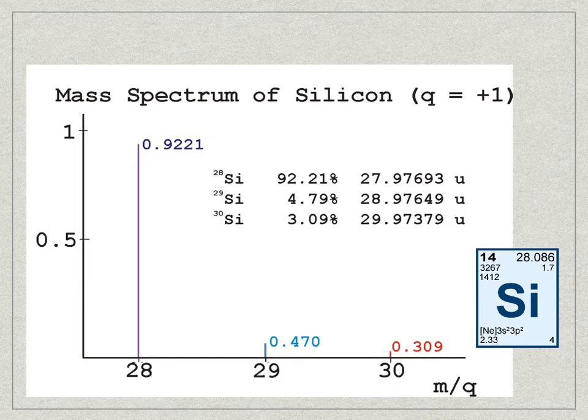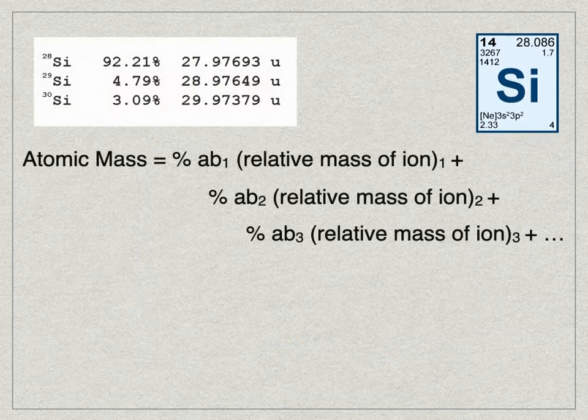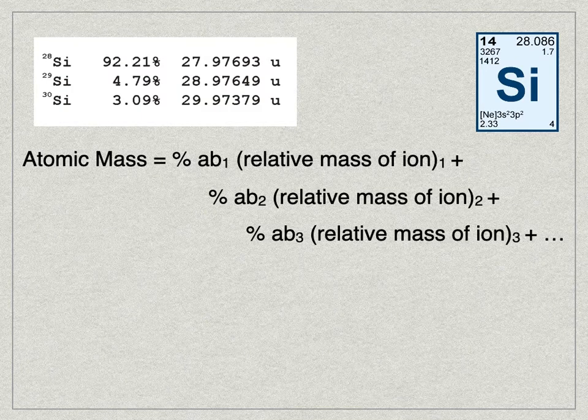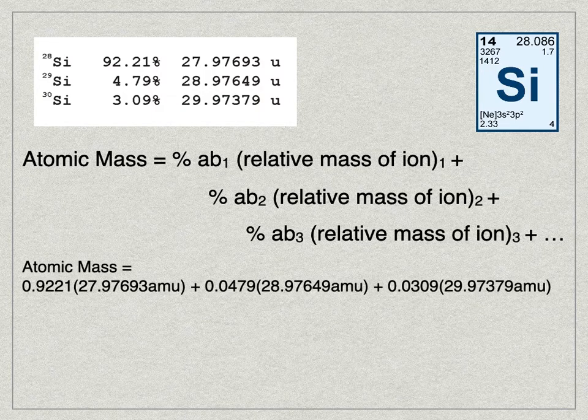So again, let's work it out together. For your atomic mass, you're going to take the percent abundance of isotope 1, which is silicon 28, times the mass of that ion, which is 27.97693 AMUs. Then the percent of silicon 29 times its mass, and the percent of silicon 30 times its mass. If you set up that equation, you should end up with this.